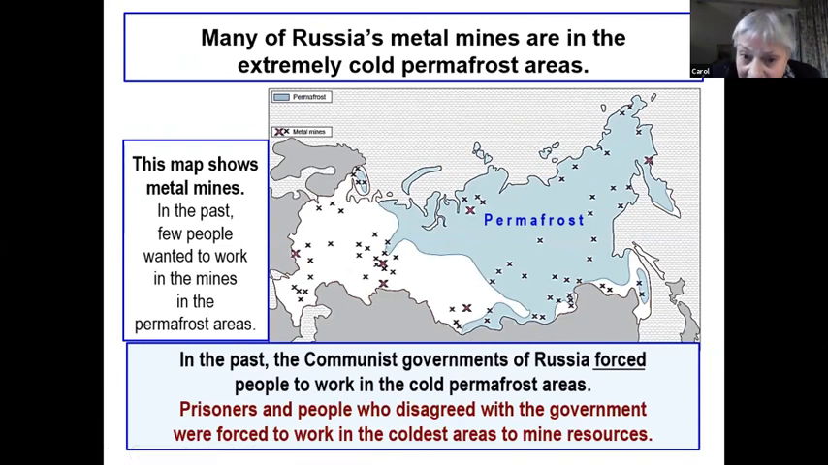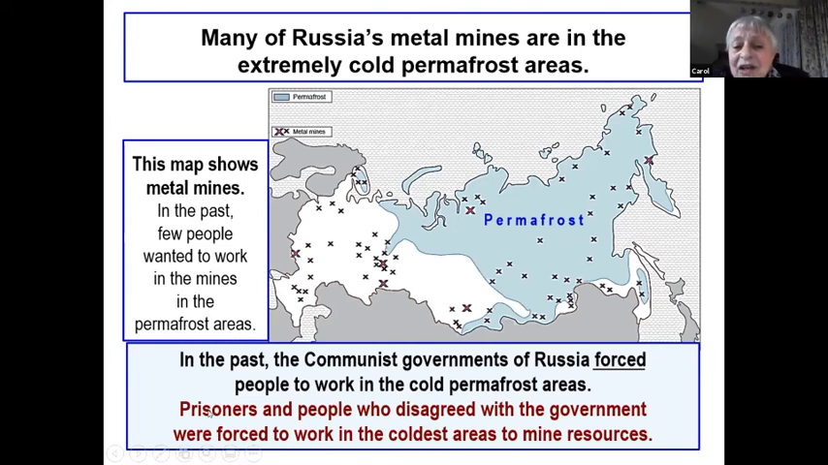And then last, as you might imagine, and as you could tell from the population map, very few people wanted to work in the mines that are out in the permafrost. This was just not the most desirable place to have a job.